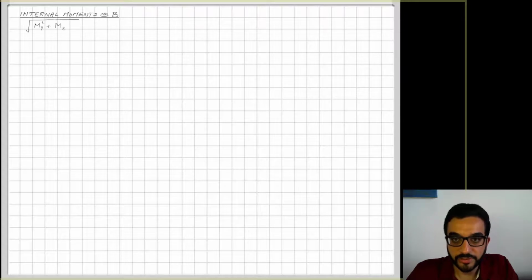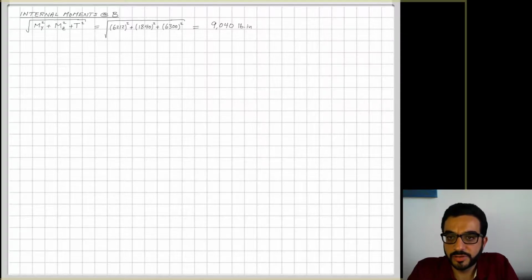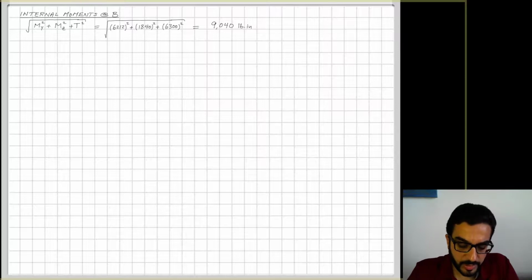So we'll do the internal moments at B, and remember from part one of this lesson, we summarized that there's a resultant moment that combines both the bending moments and the torque twisting moment. So what I will do is calculate this value for both the sections at B and C. If I do this at B, plugging in all these values, the moments and the torque, that will give us around 9,000 pound-inches.